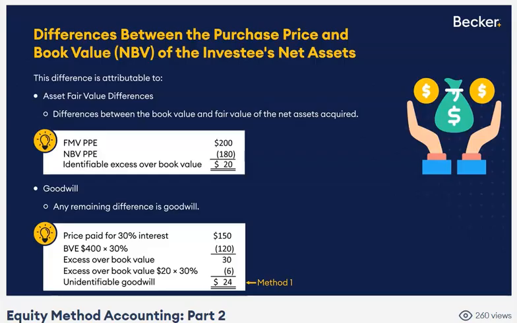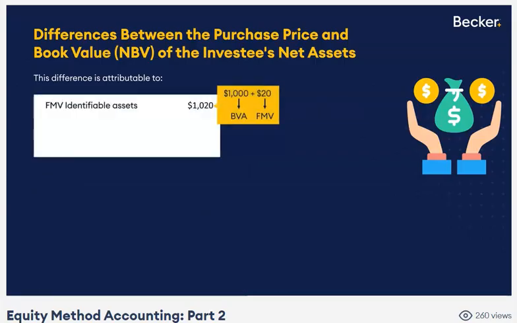Let me show you another way to do it. That company, again, that had a book value of equity of 1,000. Well, let's say we take the book value of the assets. The book value of the assets here was 1,000. Let's say we added the fair market value adjustment. So in my example, the book value of the assets was 1,000.